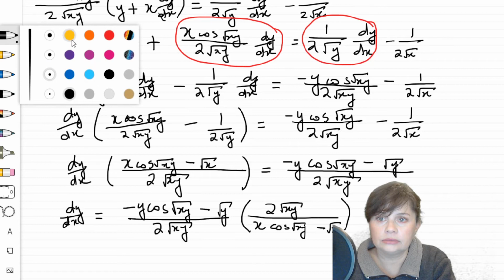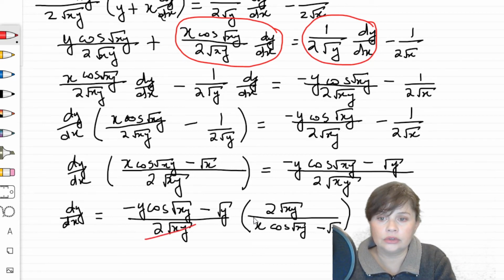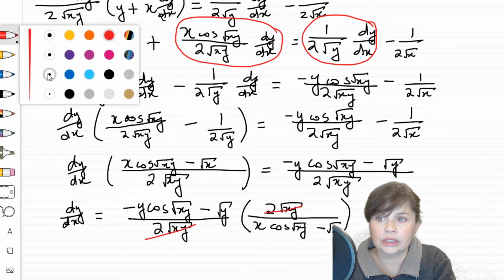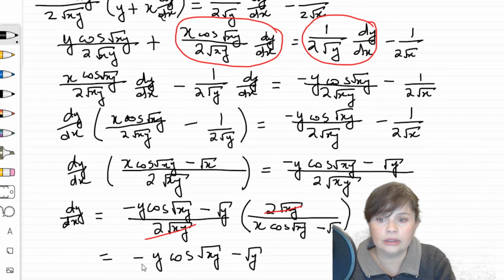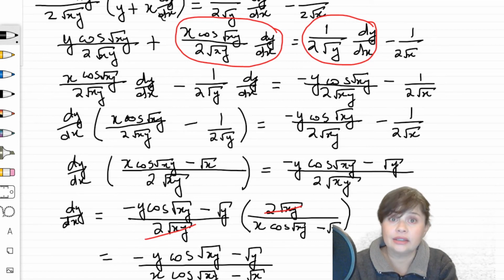And then these two are going to simplify out. Right, they cancel with one another. So then all we are left with is minus y cos square root xy minus square root of y over x cos square root xy minus square root x. Okay, so that is the derivative.